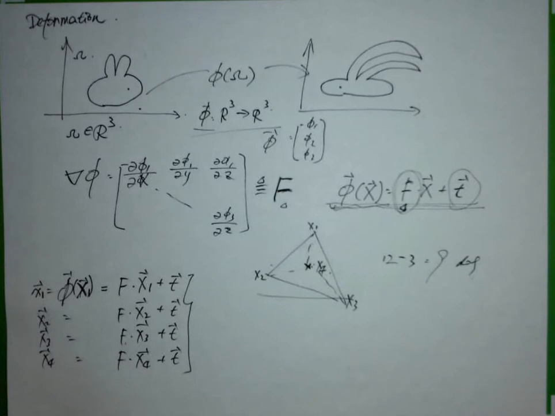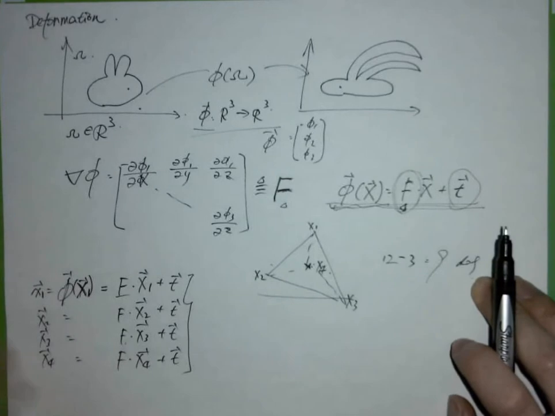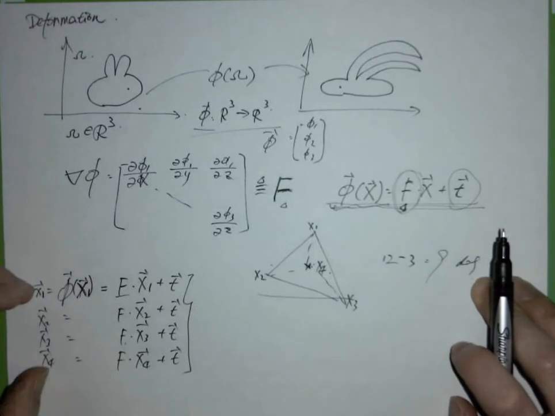So how do we compute this F, given the current pose x1, x2, x3, x4, and the rest pose X1, X2, X3, and X4?